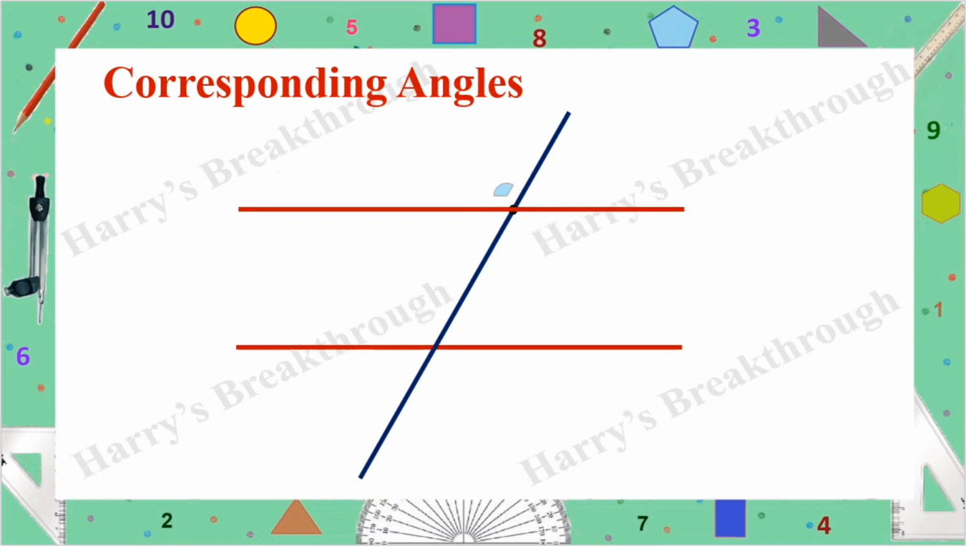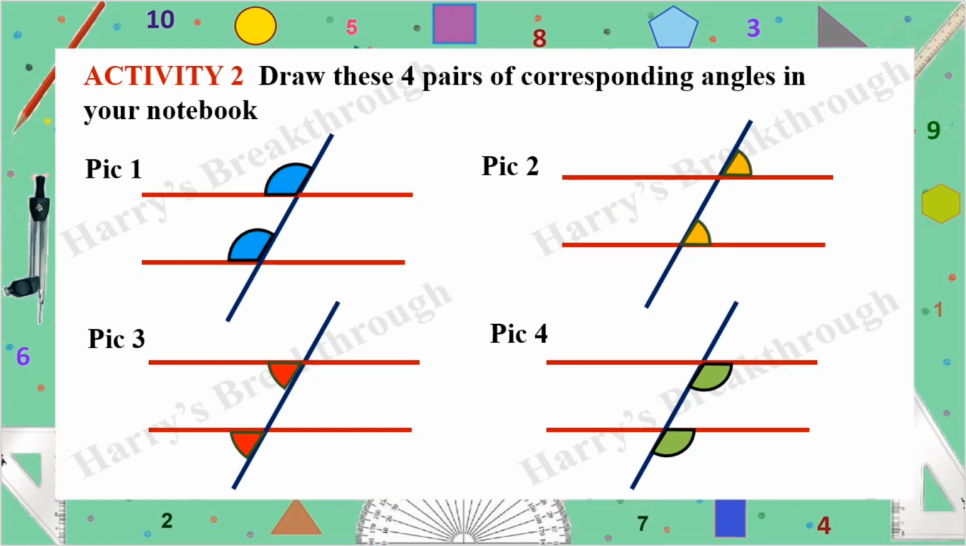So now you got one pair like this and the next pair like this. So the third pair is here. The fourth one is here. So you got 4 pairs of corresponding angles. So this is an activity for you. Draw these 4 pairs of corresponding angles in your notebook. You have to draw this and send your answers to your teacher.